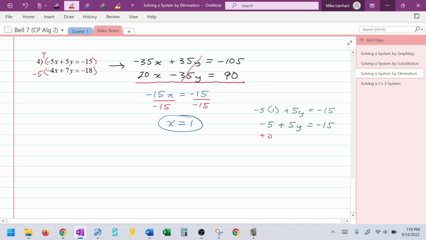I'm going to add 5 to both sides. That leaves me with 5y is equal to negative 10. Divide to solve, and I get y is equal to negative 2. Write this as an ordered pair, 1, negative 2, because x comes before y.